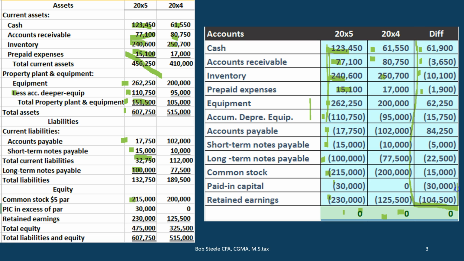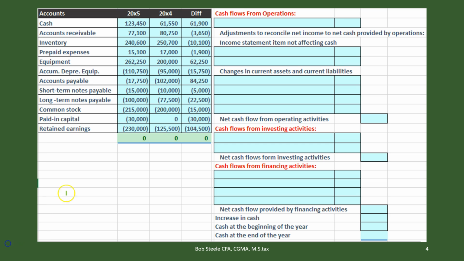These are the numbers that we will work with in order to create our statement of cash flow. Now, once we have this, we're going to take these numbers and find a home for them. We have a basic statement of cash flows on the right-hand side, just an outline of it. The major pieces of the outline are the cash flows from operations, the cash flows from investing, and the cash flows from financing. Those are the three sections of the statement of cash flows.